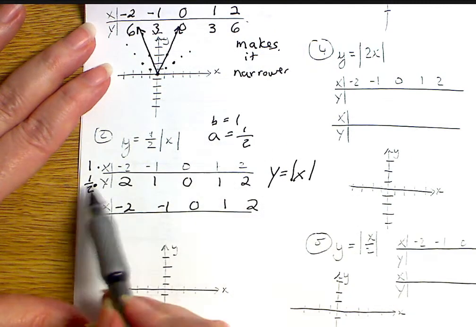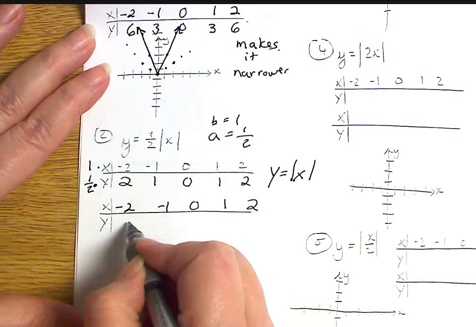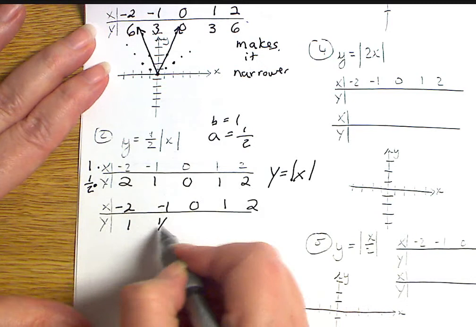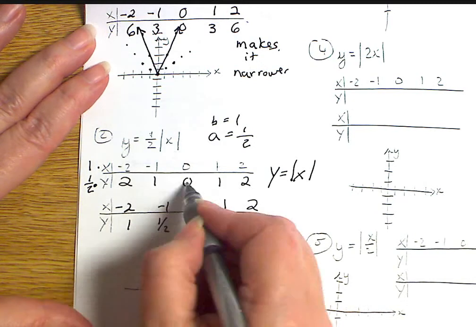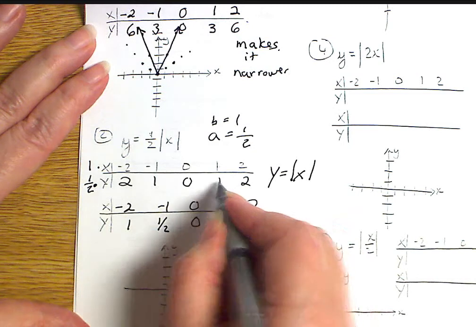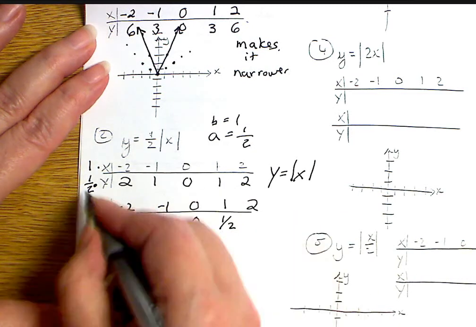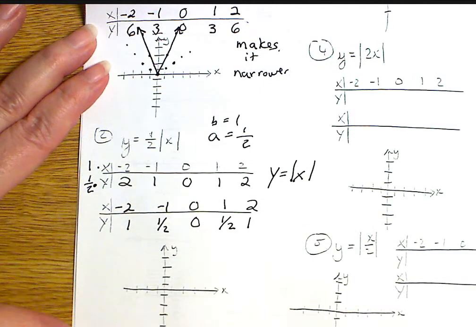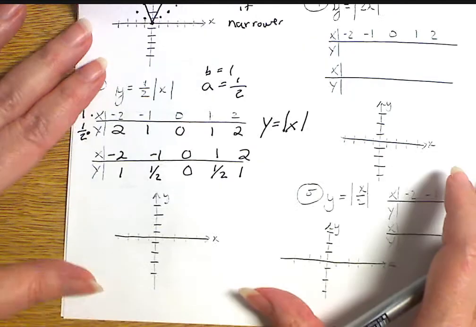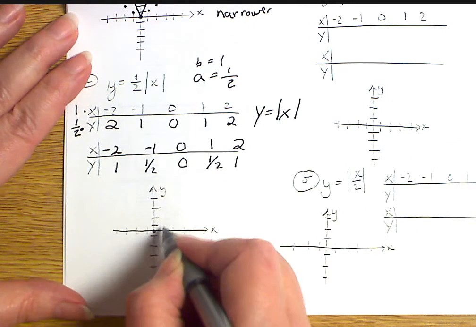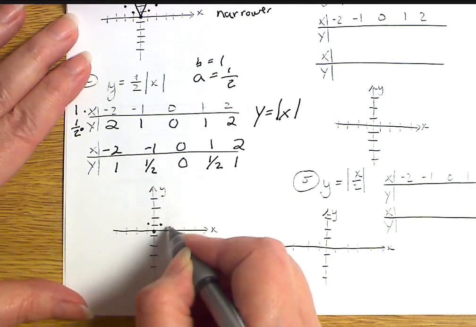So 1/2 times 2 is 1. 1/2 times 1 is 1/2. 1/2 times 0 is 0. 1/2 times 1 is 1/2. 1/2 times 2 is 1. So graph the parent graph dotted. So parent graph is always going to be the 1, 1, like that.